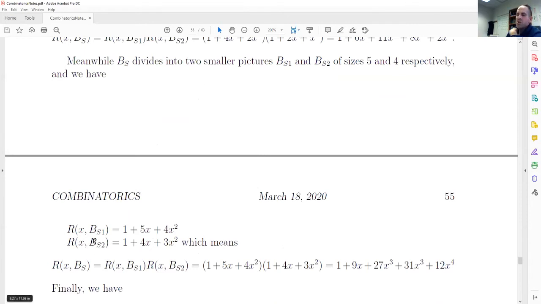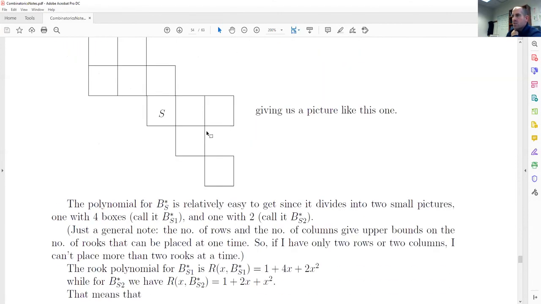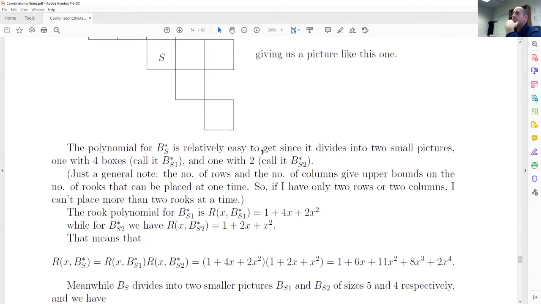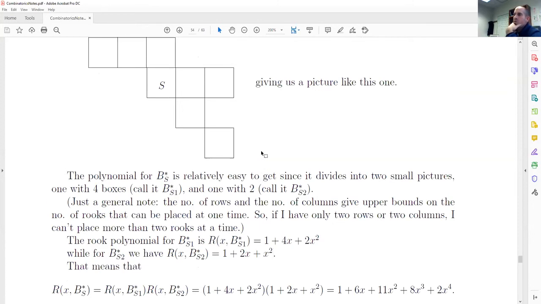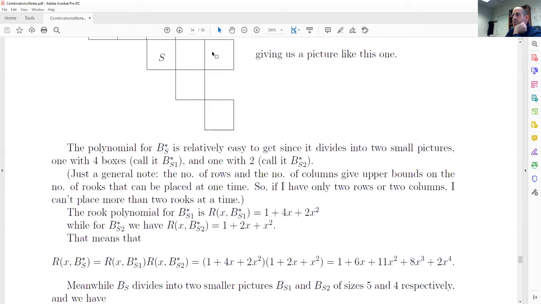Okay, next, what about the rook polynomial for BS2? Remember, S2 is these 4 squares right here. Well, okay, so how many ways are there? Let's just stay right here. Of course, 1 way to place 0 rooks. How many ways to place 1 rook? Well, 1, 2, 3, 4. Okay, so there should be a 4x. Okay, well, what about 2 rooks? All right, so I could place a rook here. That eliminates this column and row. And I would have to place the second rook here. So there's 1 way, okay?